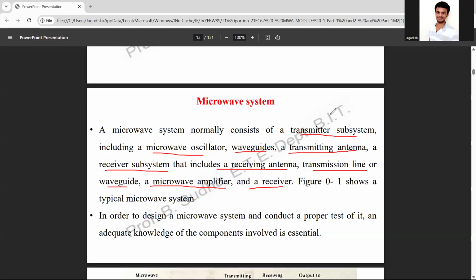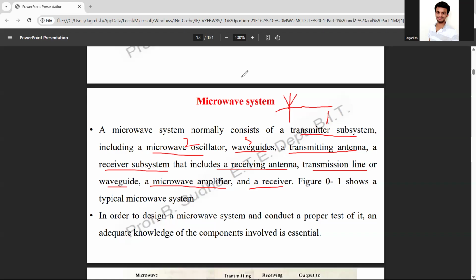What does it contain? It consists of a transmitter subsystem, and the transmitter subsystem consists of a microwave oscillator, a waveguide, and a transmitting antenna. What does a transmitting antenna do? It transmits the wave signals to the receiving antenna. And there is a receiving antenna, a transmission line or a waveguide, and a microwave amplifier.